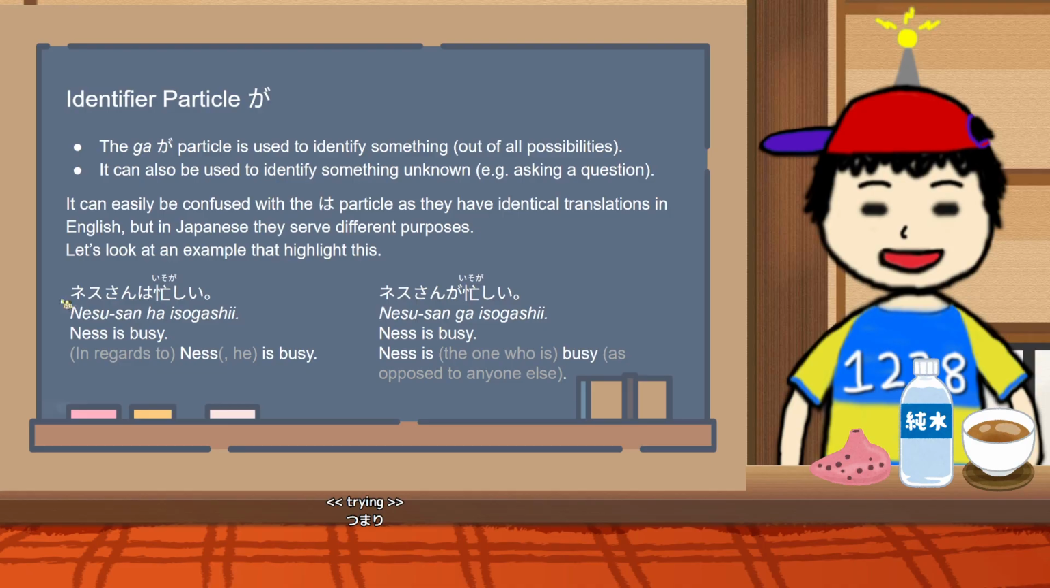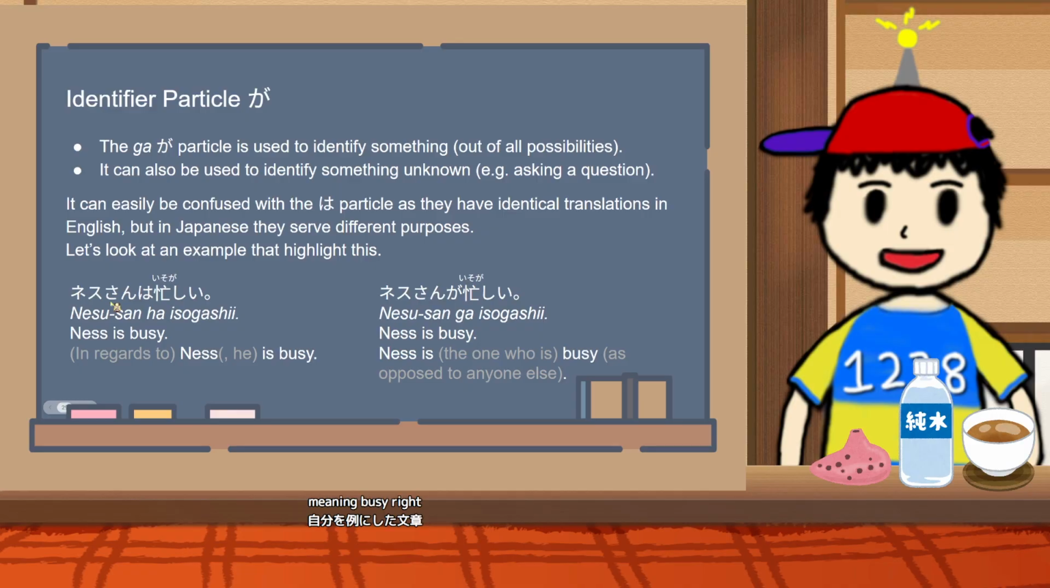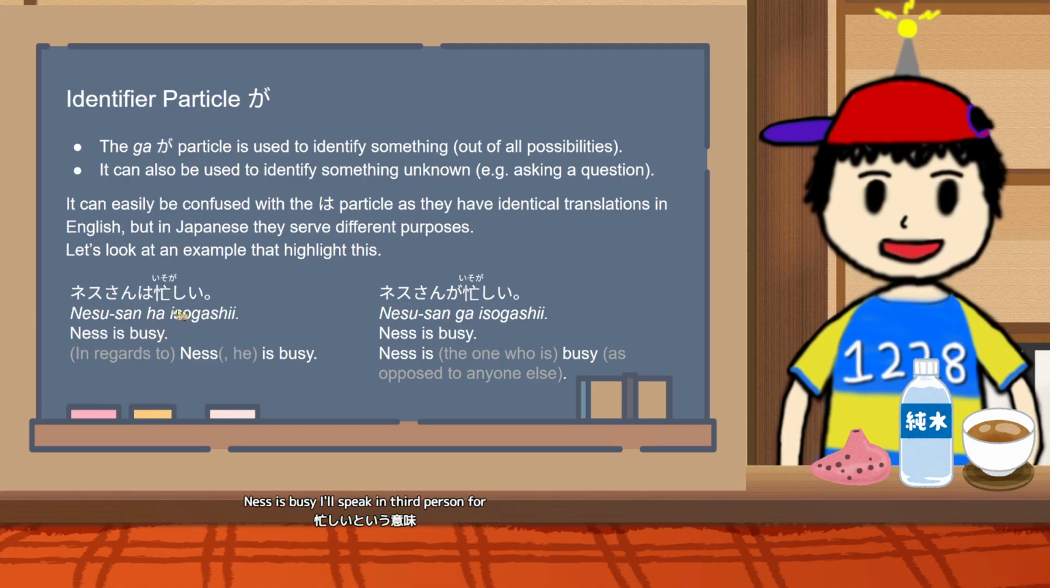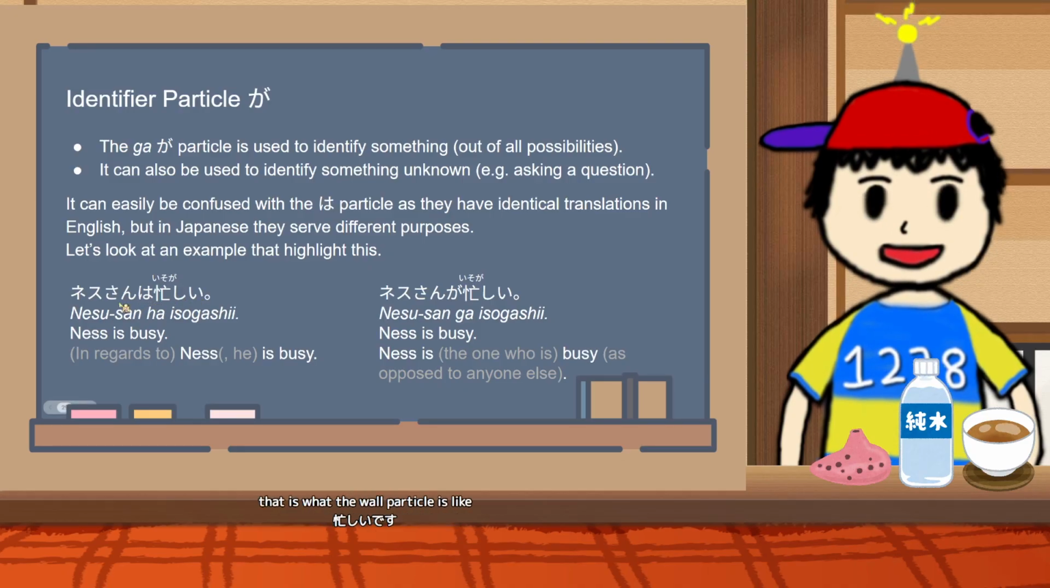Let's look at two very similar sentences using myself as an example. Nesu-san wa isogashi. Isogashi meaning busy, right? Nesu-san wa isogashi. Nes is busy. I'll speak in third person for the sake of translation. Regarding Nes, using the wa particle, in regards to the subject Nes, he's busy. Just in general, he's a busy person. He's got a full-time job. He streams a lot. He has to take his cat out an hour a day now because they're doing construction. He does race commentaries every Saturday like I did this morning. Nes is busy. That is what the wa particle is like in this context.